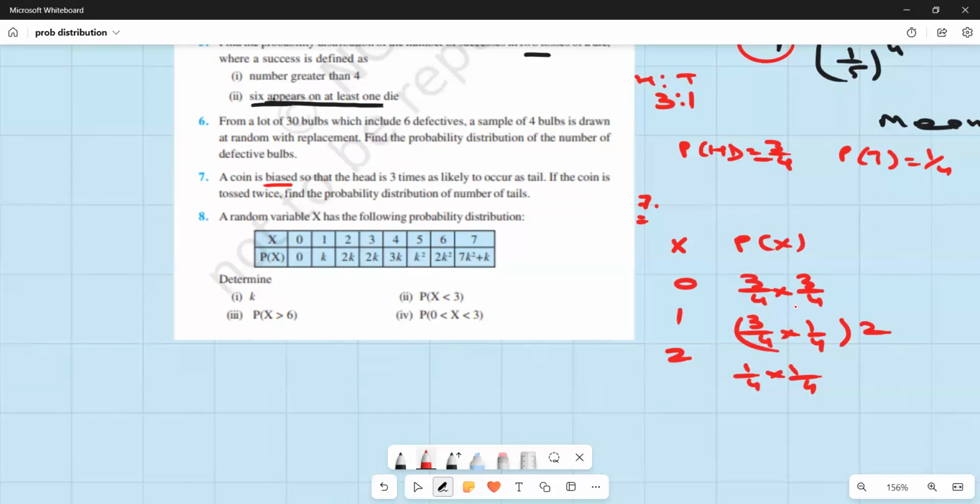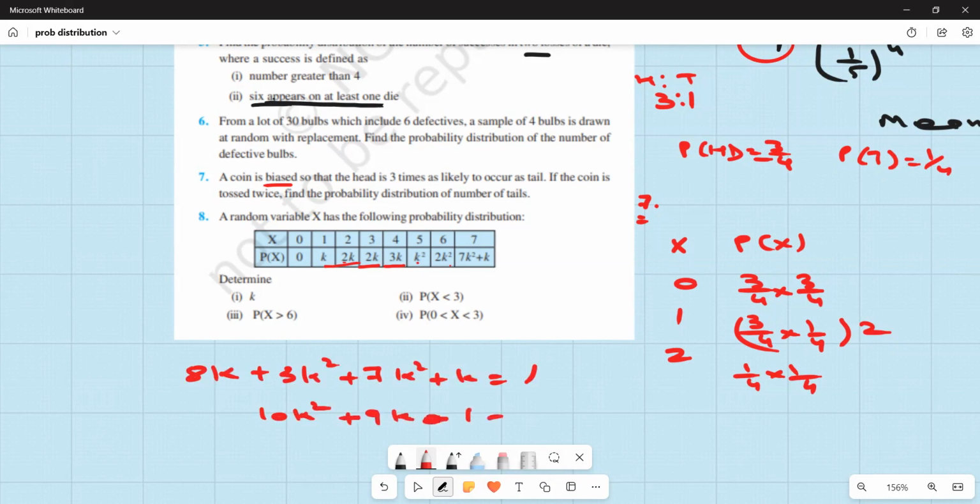Then next, in these type of cases, you have to add all these px and equate this equal to 1. Find out the value of k. Px probability should always be 1. So this is k plus 2k, 3k. 3k plus 2k, 5k. 5 and 3, 8. 8k plus k square plus k square, 3k square. 3k square plus 7k square plus k is equal to 1. So this is 10k square plus 9k minus 1 is equal to 0.